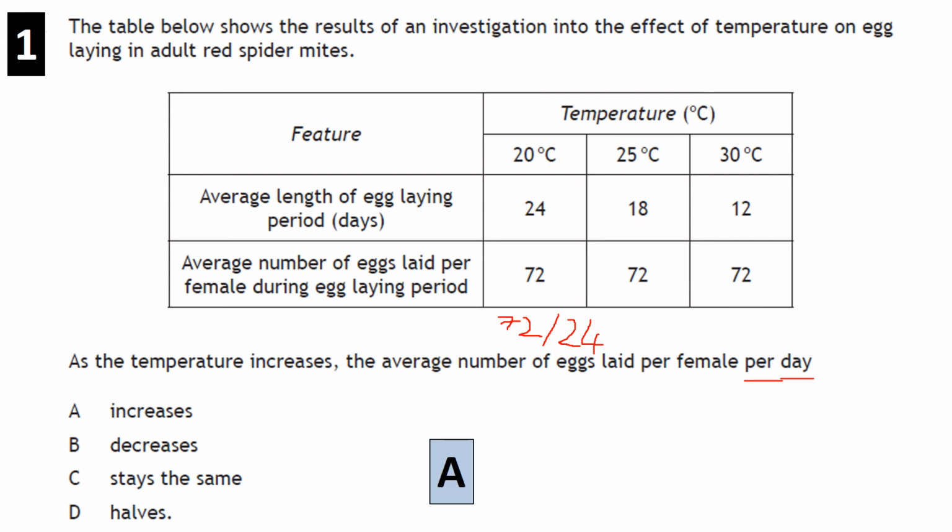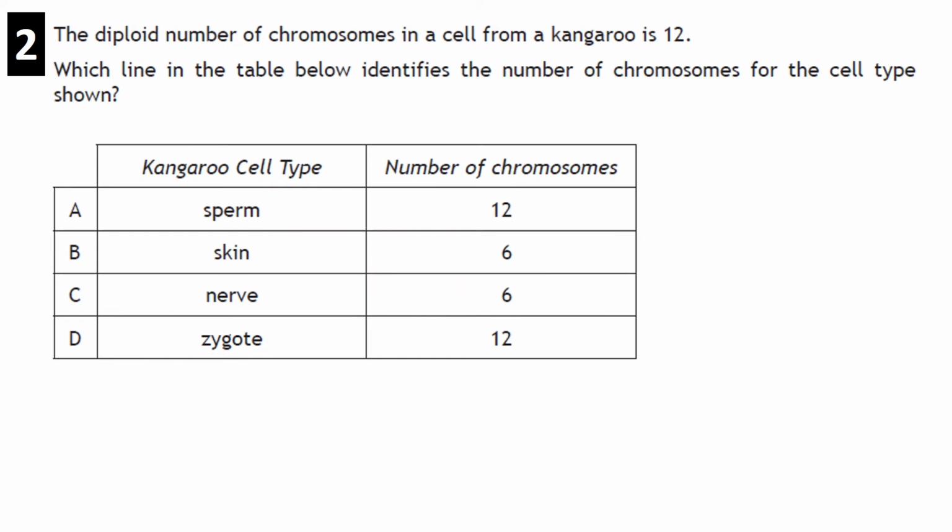So when you do the wee sums, what you get is the number increases. So I guess you can sort of see it, 72 over 12 is going to be the largest number. Then there's number 2, press pause.